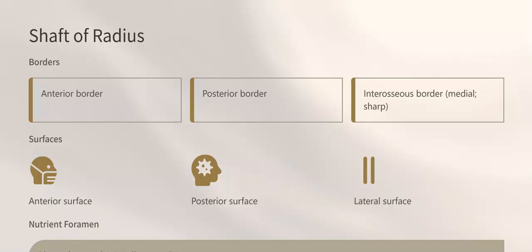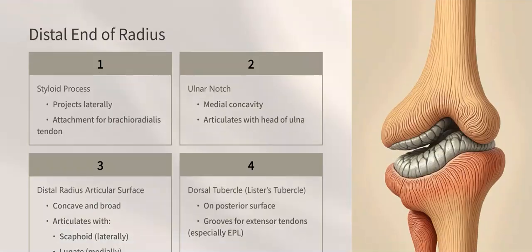B. Shaft of radius. Borders: anterior, posterior, interosseous, sharp medial border. Surfaces: anterior, posterior, lateral. Nutrient foramen directed upward. Mnemonic: To elbow I go. C. Distal end. 1. Styloid process, lateral projection, attachment for brachioradialis. 2. Ulnar notch, articulates with head of ulna. 3. Articular surface, articulates with scaphoid and lunate. 4. Dorsal tubercle, Lister's tubercle, posterior surface, guides extensor pollicis longus tendon.